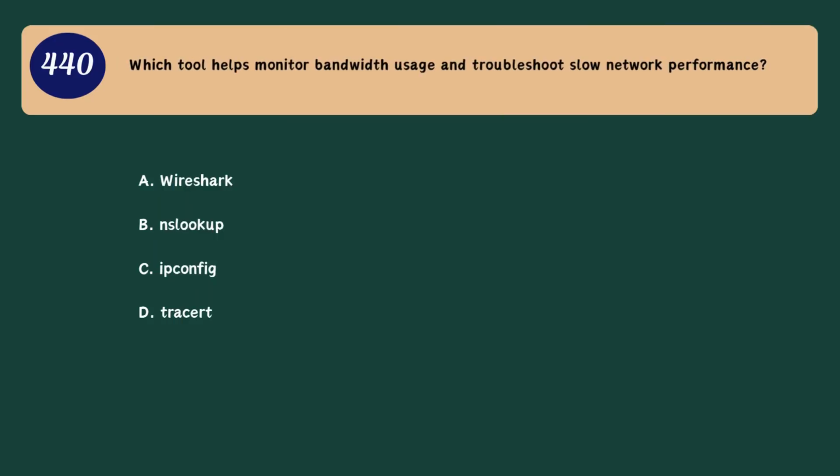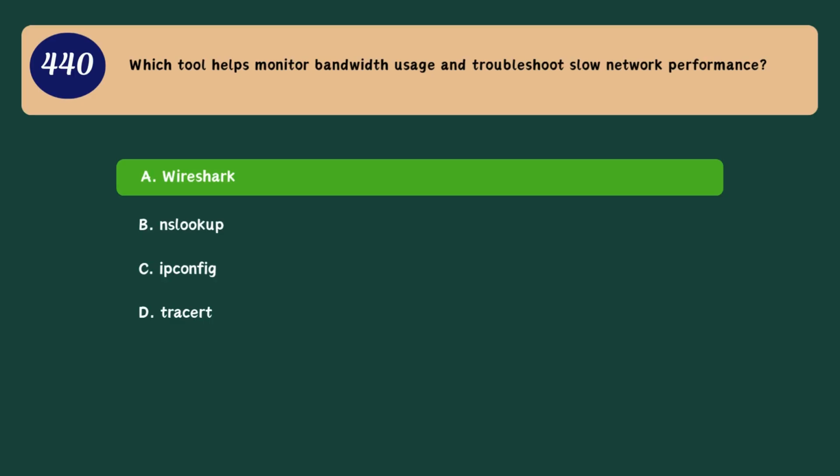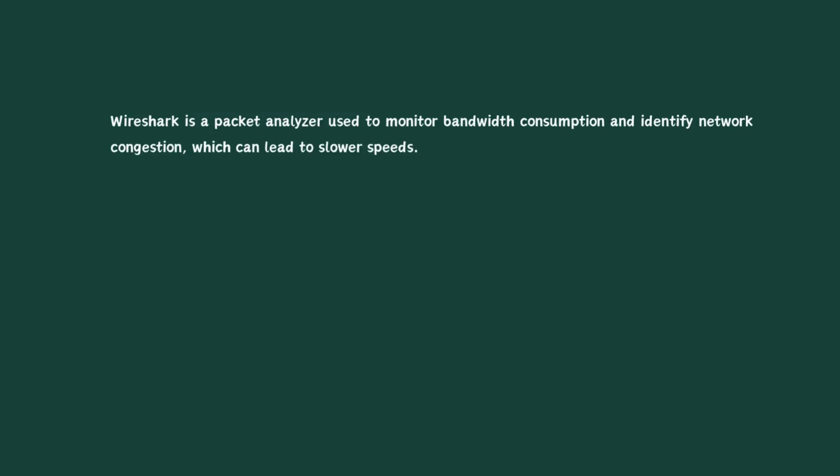Question 440. Which tool helps monitor bandwidth usage and troubleshoot slow network performance? A. Wireshark. B. NSLOOKUP. C. IPconfig. D. Tracert. Correct answer. A. Wireshark. Wireshark is a packet analyzer used to monitor bandwidth consumption and identify network congestion, which can lead to slower speeds.